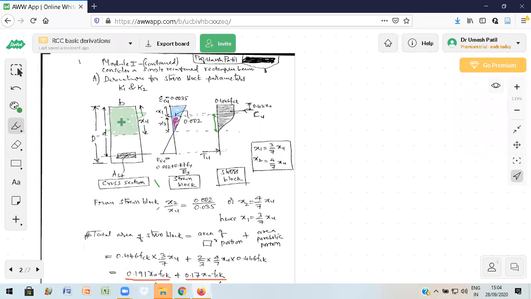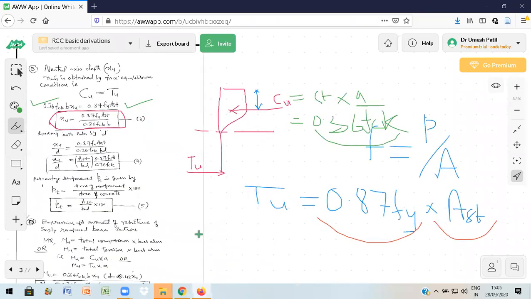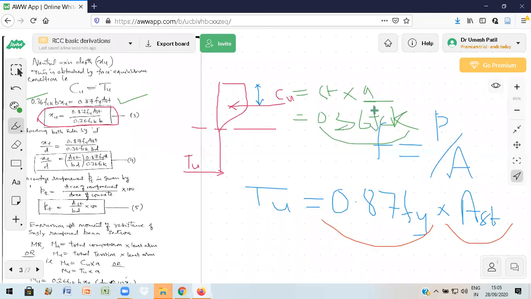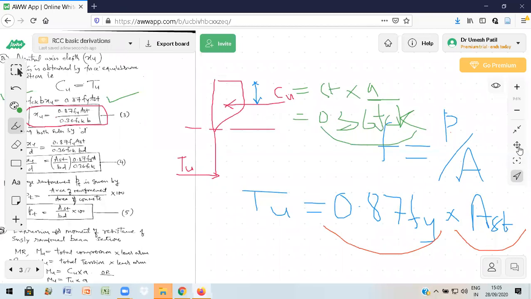Can you not understand the area of a rectangle? What is the area of this rectangle? This is the compression zone area, because above the neutral axis, as I told you, compression zone is there. B into Xu. Now I'll go to this page. It means Cu is equal to stress, which is 0.36 fck, into area of compression zone, which is B into Xu. Okay, any questions here?